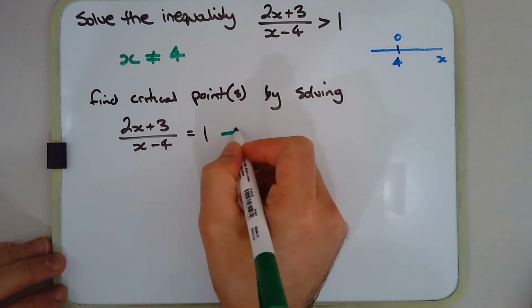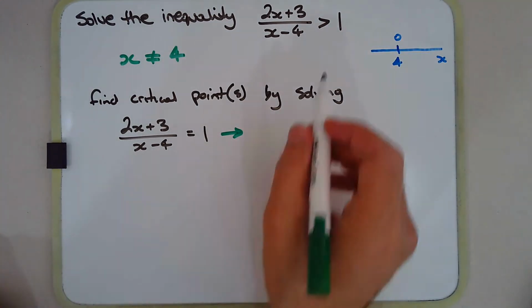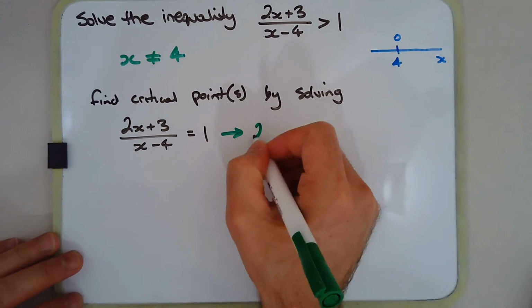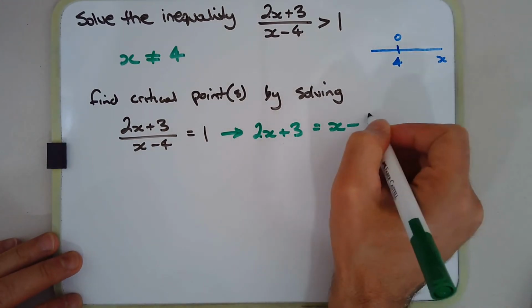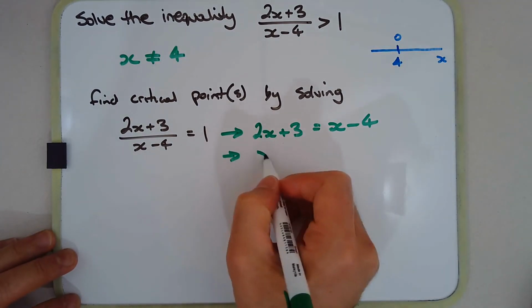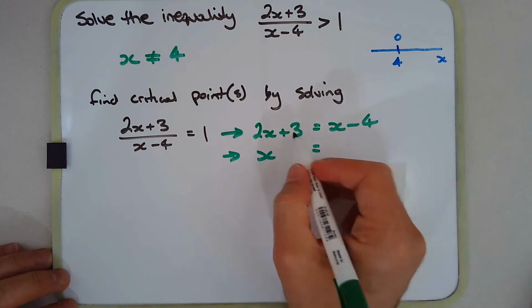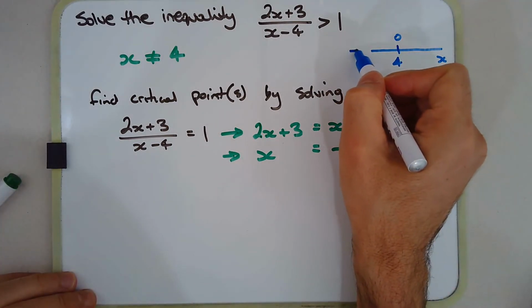So, multiplying both sides by x minus 4, we don't have the complication of flipping a sign around. So we have 2x plus 3 is equal to x minus 4. Subtracting x from both sides, we have x on that side there. Subtracting 3 from both sides, we have negative 7. Now, I'm going to go back to my diagram here, my number line. So I'm going to extend that a little bit.